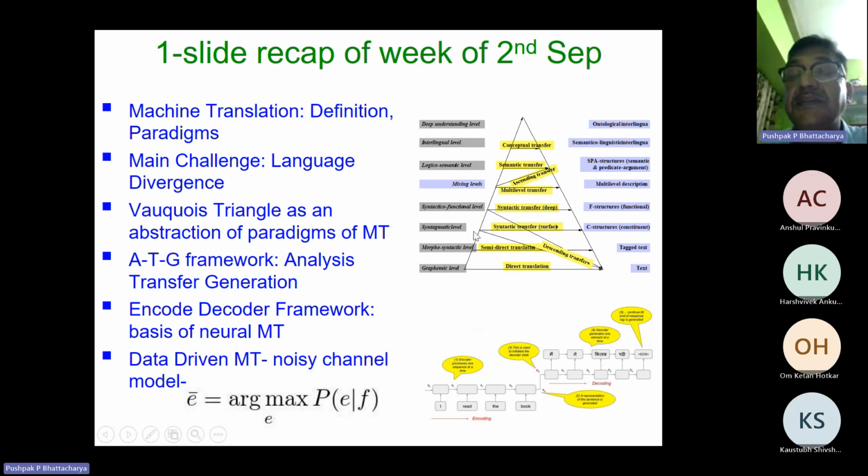Then that tree is processed. That's called syntactic transfer. And the parse tree of the target language is obtained. And from that, we obtain the sentence by traversing the parse tree, the syntactic tree of the target language. C-structure corresponds to constituent structures, and we obtain the target language sentence from the constituents in the parse tree.